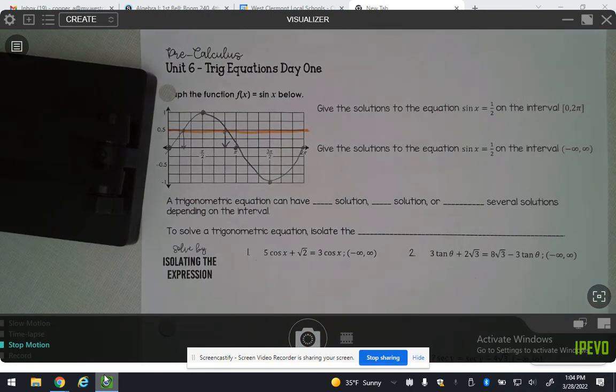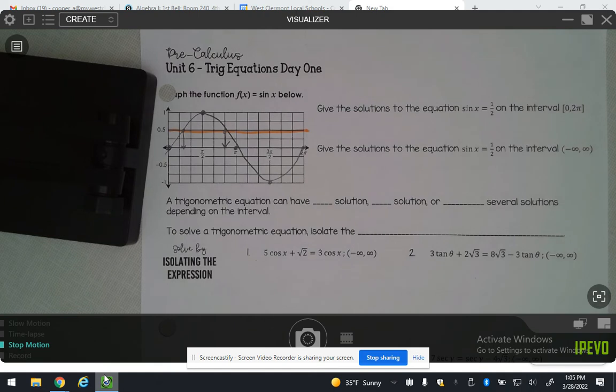Think about your chart. Go to your chart. At what angles does sine equal 1/2? Because you have to go backwards now. It's not going to say the sine of pi over 4. It's going to say, when does my sine value equal 1/2? So what angle on your chart gives you 1/2? Pi over 6, right?